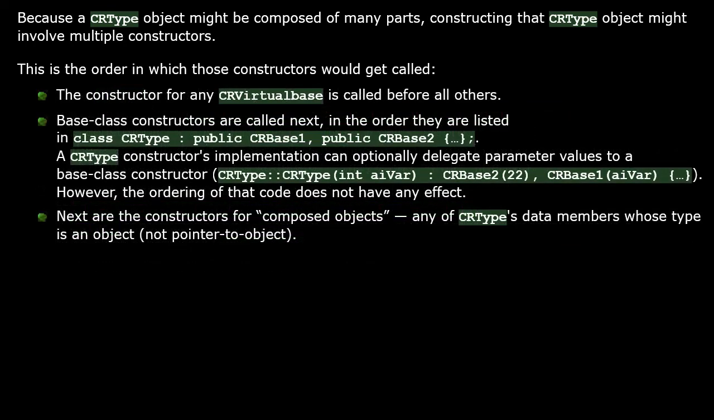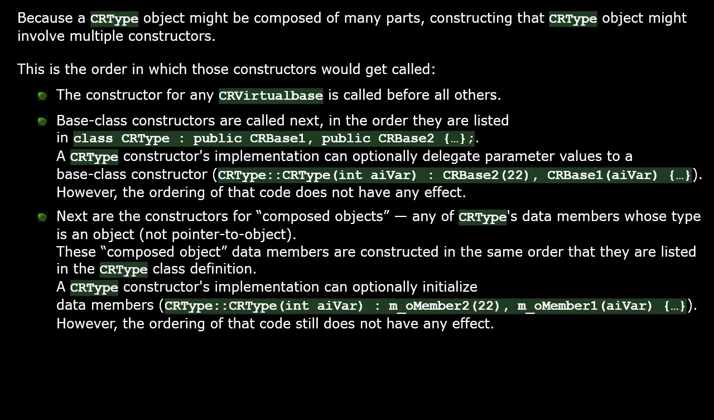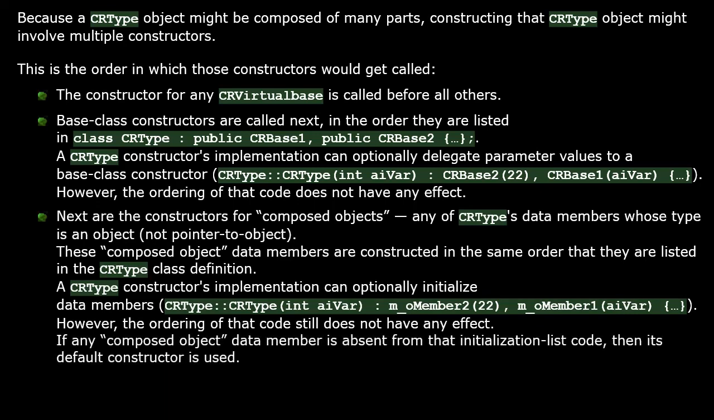Next are the constructors for any data members whose type is some kind of object. These composed objects are constructed in the same order that they are listed in the class definition, not the order in which the programmer typed their initialization. If we skip the initialization of some data member that's a composed object, then its default constructor gets used.